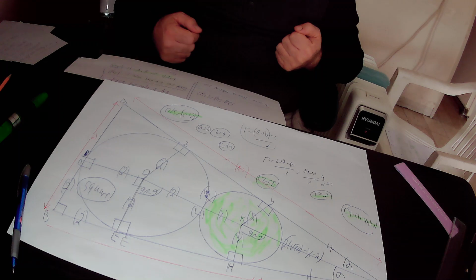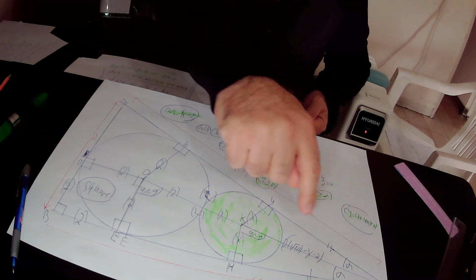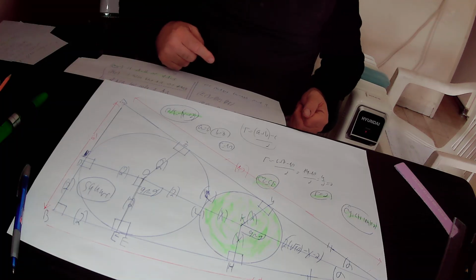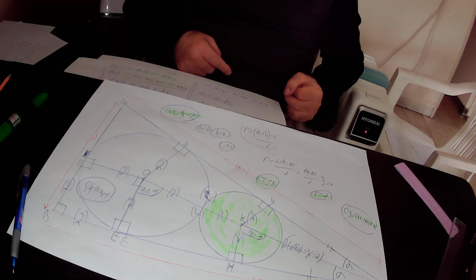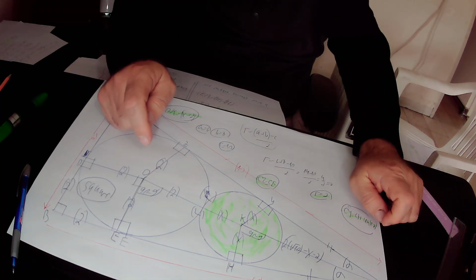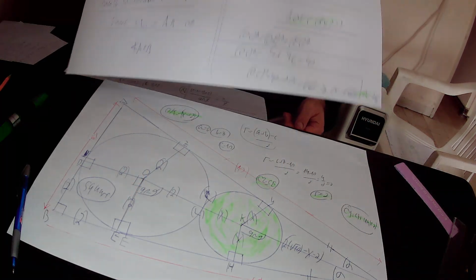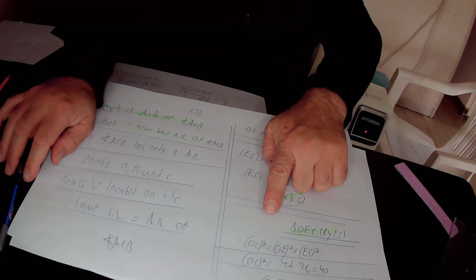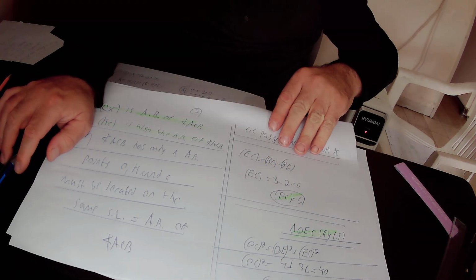The next step, we apply the Pythagorean theorem to this right lower triangle OEC. According to the Pythagorean theorem, in any right triangle, the square of the hypotenuse equals the sum of the squares of the legs. So in this right triangle OEC, OC squared, the square of the hypotenuse, equals OE squared plus EC squared.